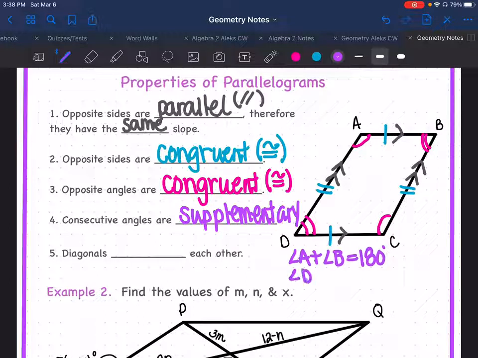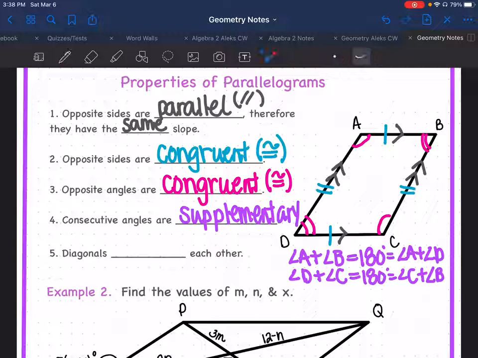Angle D plus angle C equals 180 degrees. It also means angle A plus angle D equals 180 degrees. And it also means angle C plus angle B equals 180 degrees.